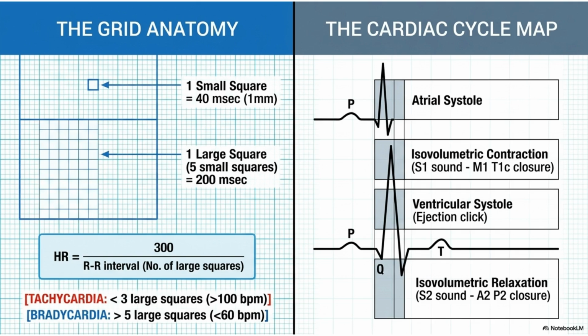Now map this to the heart's movement. The P wave triggers atrial systole. The start of the QRS marks isovolumetric contraction, where the mitral and tricuspid valves close, producing the S1 heart sound.